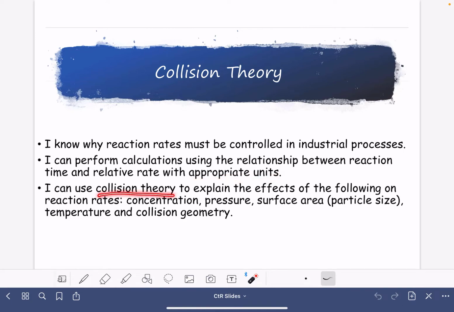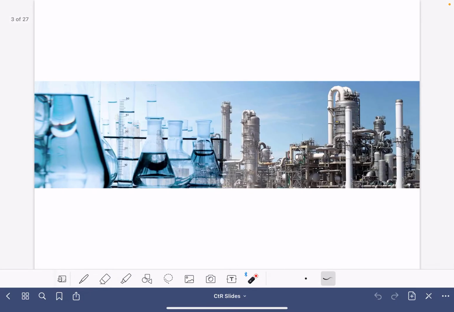I can use collision theory to explain the effects of the following on reaction rates. So we've got concentration, pressure, surface area, which is related to particle size, temperature, and collision geometry. Let's firstly think about the first point. So why reaction rates need to be controlled in industrial processes.